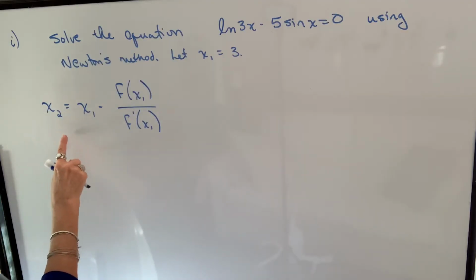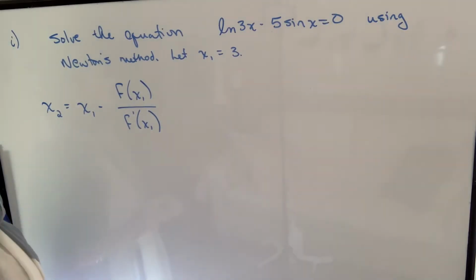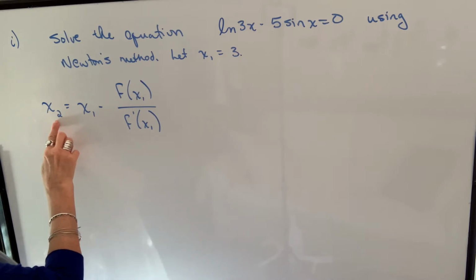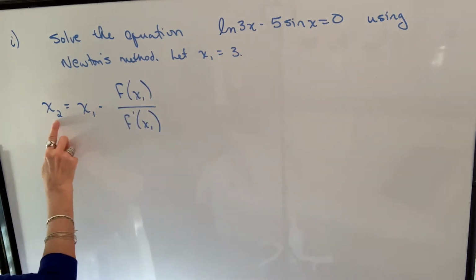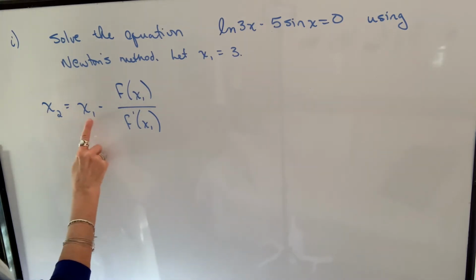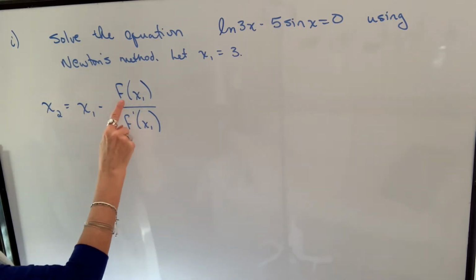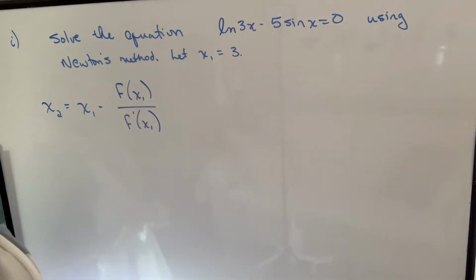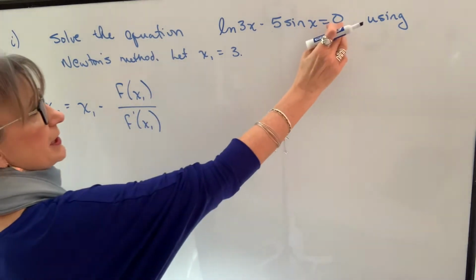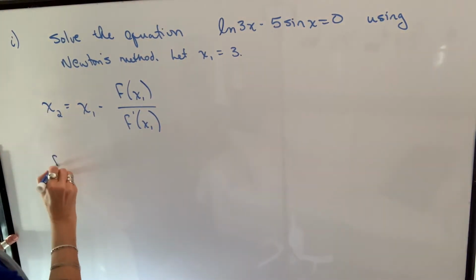In order to use Newton's method, we use this formula for finding our next approximation to our root. So we know what x1 is, and then we find a closer approximation by taking x1 and subtracting the value of the function at x1 divided by the value of the derivative at x1. We need this to equal 0 before we define what f of x is.